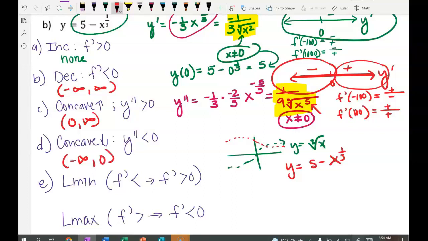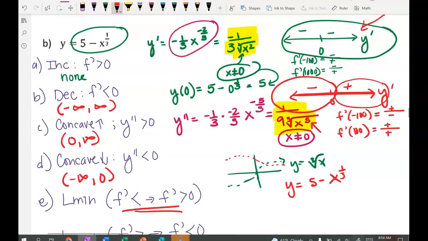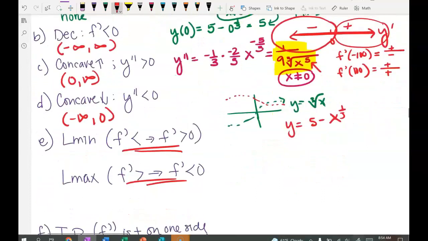Now we want to look at the first derivative for the local min and local max. Local min and local max happen when there's a change in the first derivative. And if we look at the first derivative line here, there is no change. It's not a positive to a negative, or vice versa. So there's no local min and local max, okay? So we're going to write none for both.